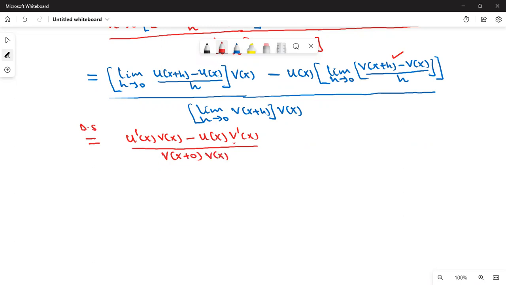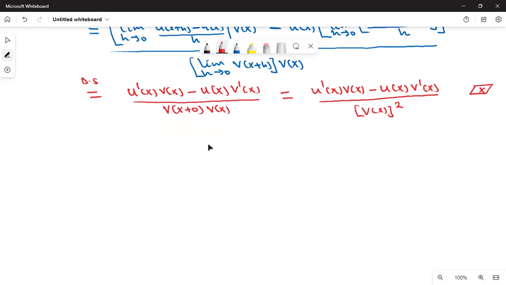So this can now be written as u prime of x times v of x minus u of x times v prime of x, everything over v of x, and the whole of this is squared. So this completes our proof, and this is what you are calling the quotient rule.